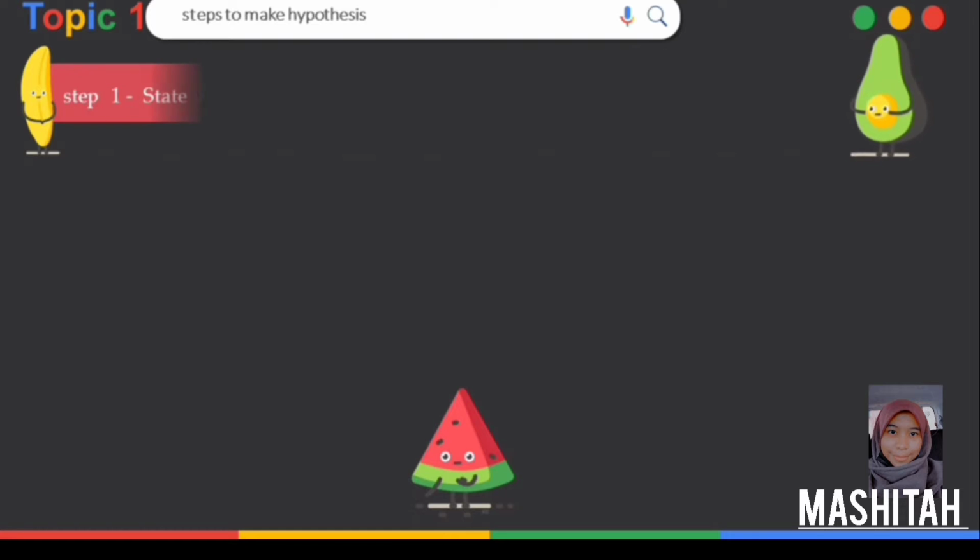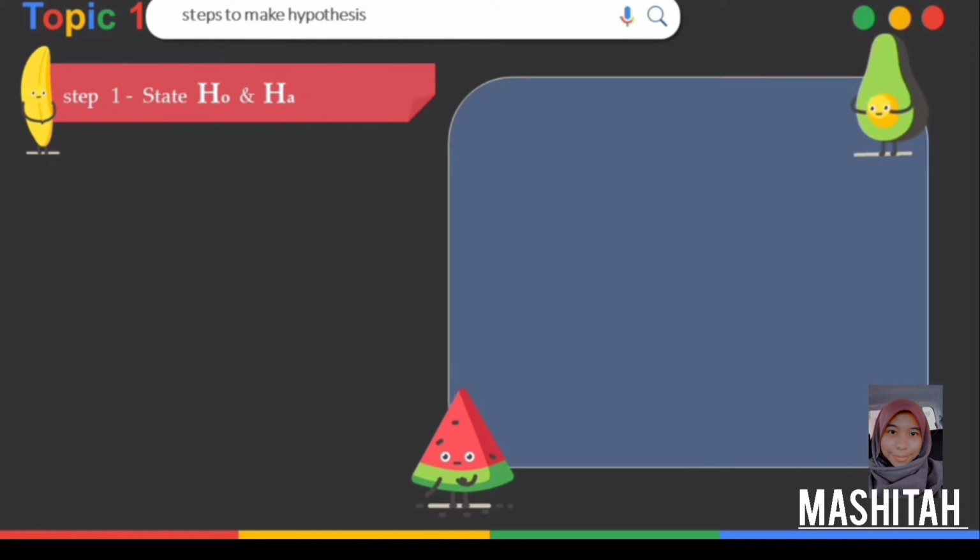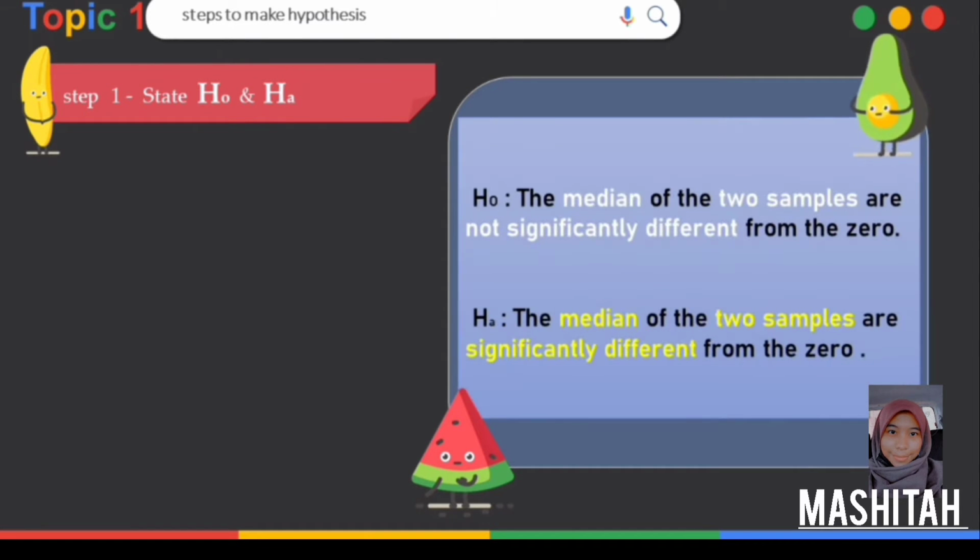There are three steps to make a hypothesis. The first step is to state the null hypothesis and the alternative hypothesis. Null hypothesis: the medians of the two samples are not significantly different from zero. Alternative hypothesis: the medians of the two samples are significantly different from zero.